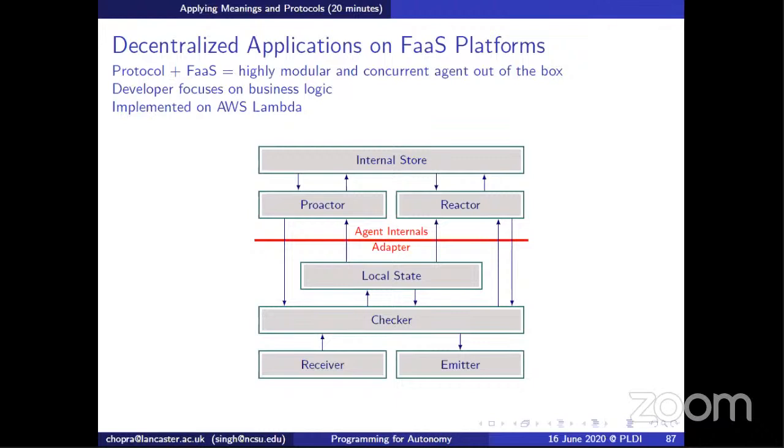So what we get here is a nice modular agent structure that we support by generating the appropriate code. All the agent developer has to do is plug in the business logic in the proactors and the reactors. And the benefit is that if you combine protocols with FaaS, you get highly modular, concurrent, and therefore scalable agents, scalability being the promise of FaaS, out of the box, and it lets the developer focus on the business logic.